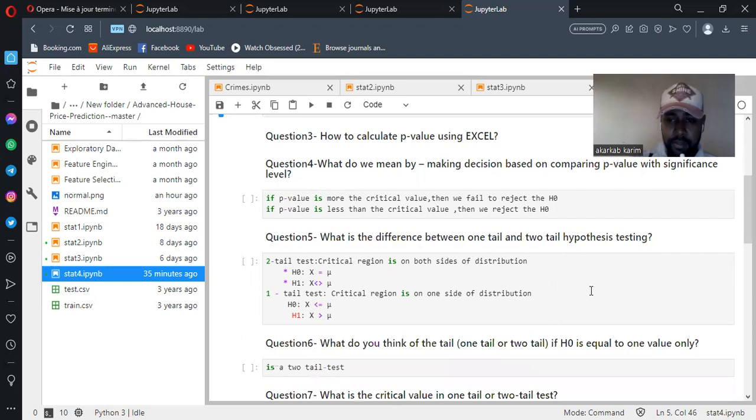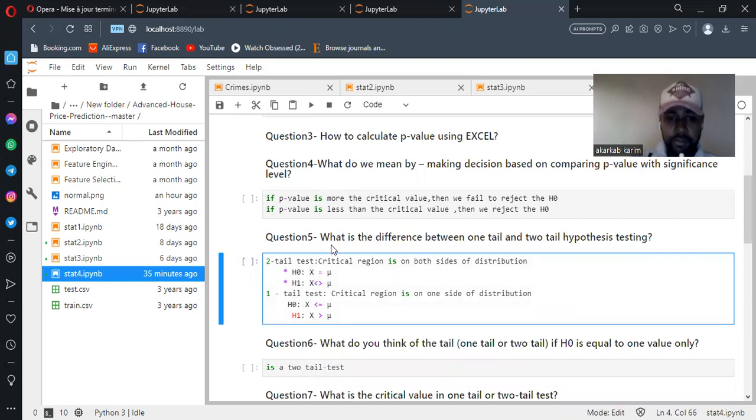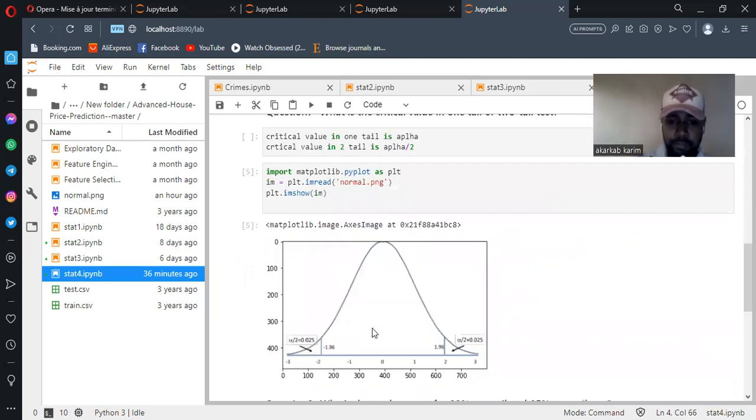Let's go to another question, question 5. What is the difference between one tail and two tail hypothesis testing? For this test, we have one tail and two tail. Well, for two tail test, the critical region is on both sides of the distribution. Okay, here I will show you this graph. What we mean by this two tail test is both sides, the left hand one and the right one.